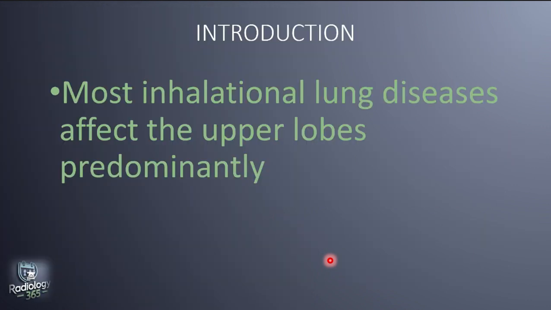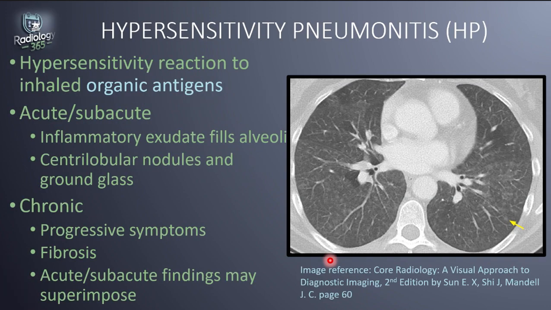Now, most inhalational lung diseases predominantly affect the upper lobes because the lower lobes have a more robust blood flow and lymphatic drainage, and so usually if any foreign thing comes into the lower lobe, it's easily drained away. However, because of the limited blood flow and lymphatic drainage to the upper lobes, and also because of the increased aeration of the upper lobes, you have inhaled things floating more towards the upper lobes and staying there because they're not being drained away. Now, we'll start with hypersensitivity pneumonitis.